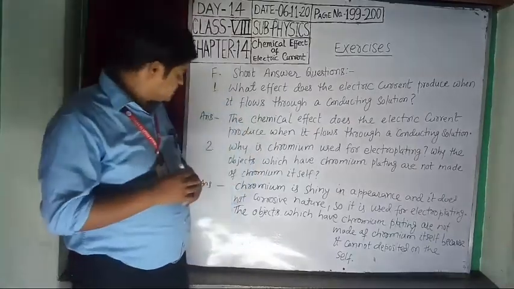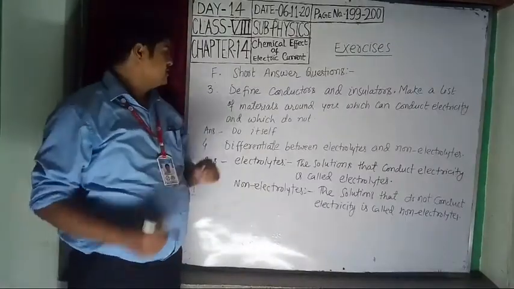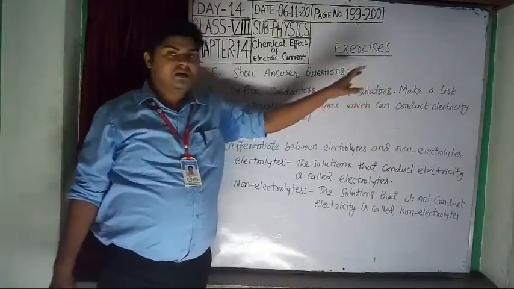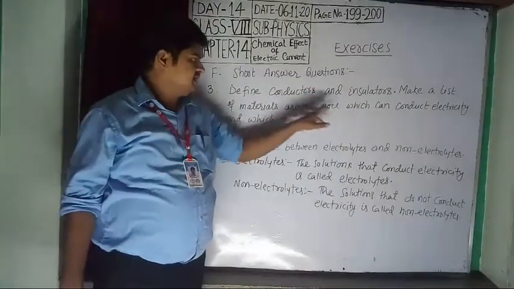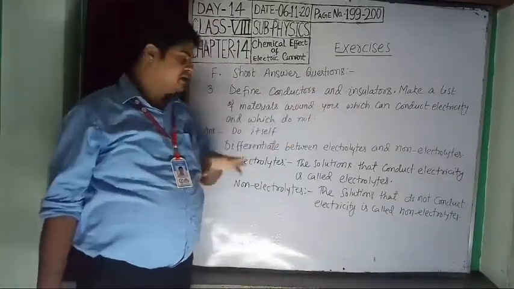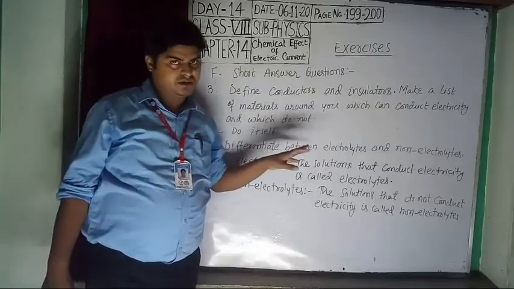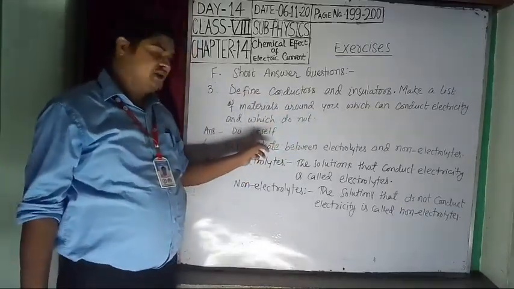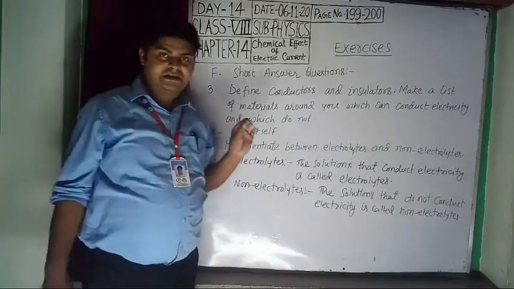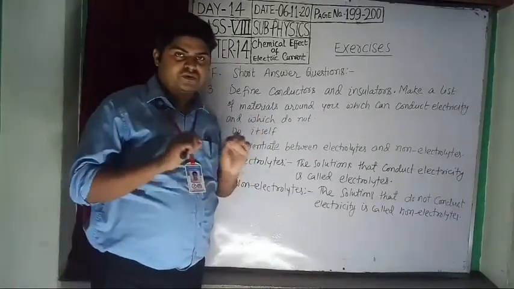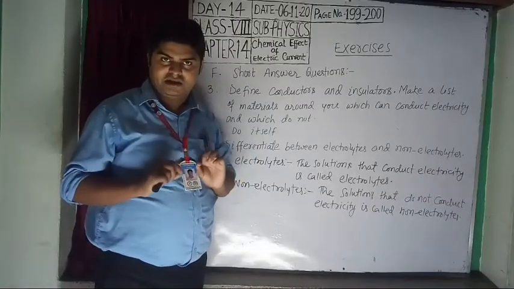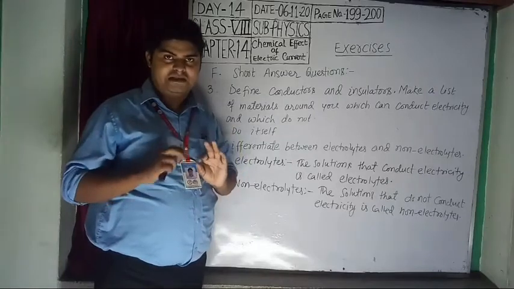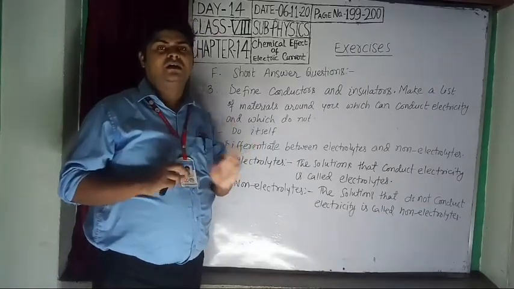Okay, now let us see question number 3. Define conductors and insulators. Make a list of materials around you which can conduct electricity and which cannot. This is a very easy question, so I have mentioned here to do it yourself, but I will explain. Conductors are those materials which allow electric current to pass, and insulators are those materials which do not allow electric current to pass through them.